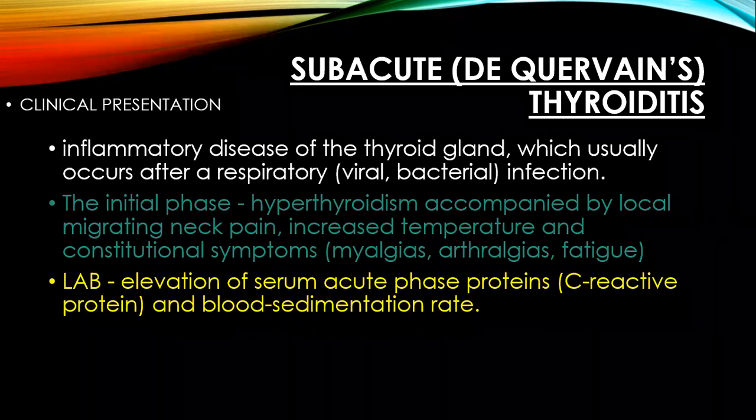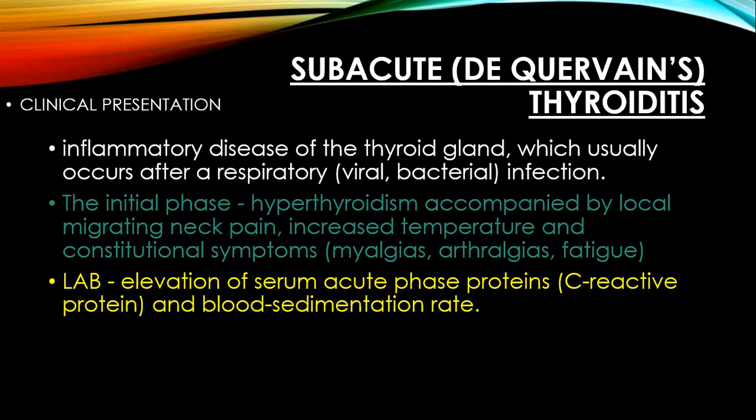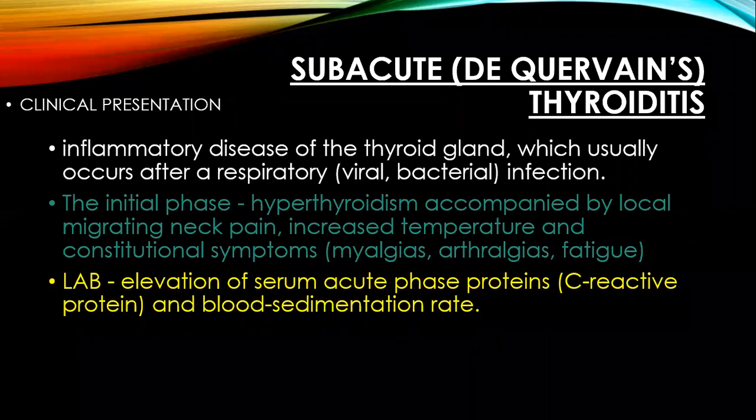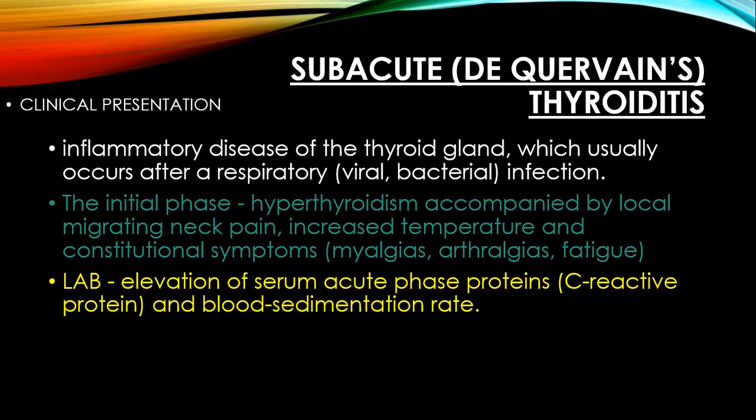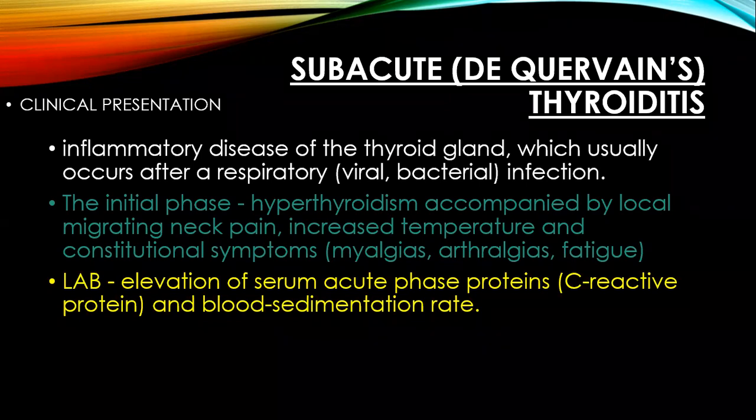Then we can move on to subacute thyroiditis. This usually occurs after some respiratory infection, which can be viral or bacterial. In the initial phase, clinically, it is accompanied by hyperthyroidism. Then we can get migrating neck pain, increased temperature and other constitutional symptoms like malaise, arthralgia, and fatigue. On lab evaluation, we get elevation of the serum acute phase proteins, that is C-reactive protein, and the blood sedimentation rate is also increased.